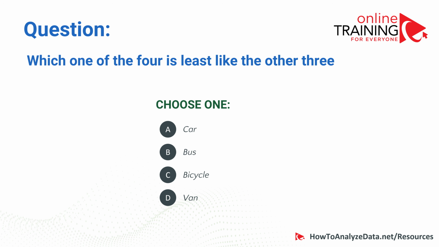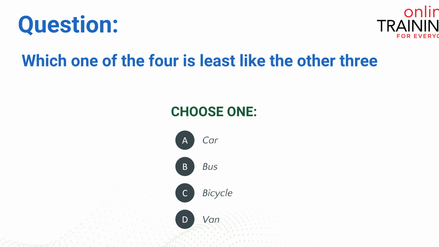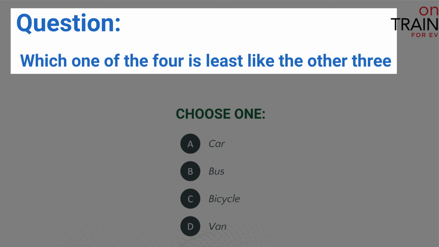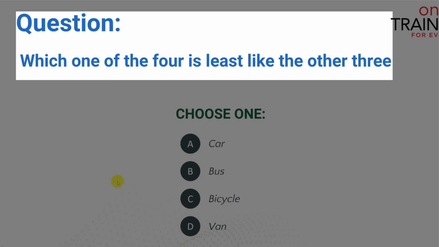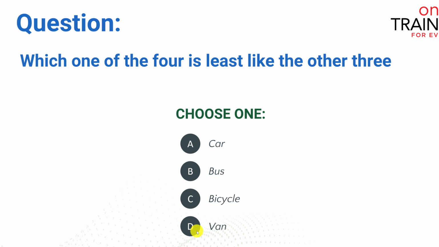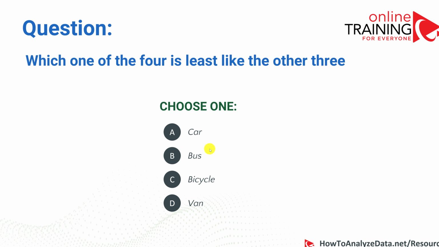Let's look at the question which tests your knowledge of logical reasoning, which is very frequently used as part of psychometric tests and aptitude tests. Which of the four is least like the other three? You have four choices: car, bus, bicycle, and van. Multiple different options here. You can arrange all these items by size, by weight, or maybe by something else. Do you think you know the answer?